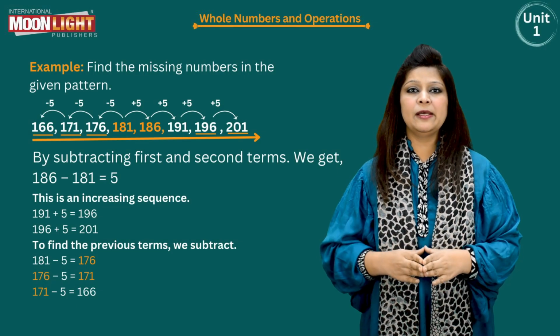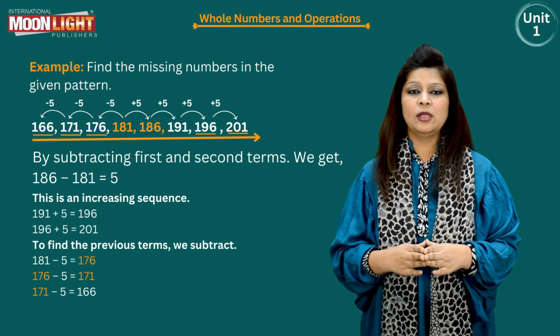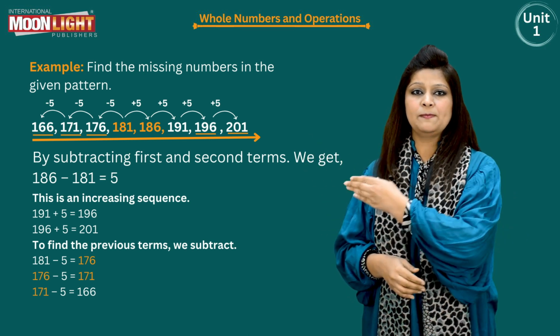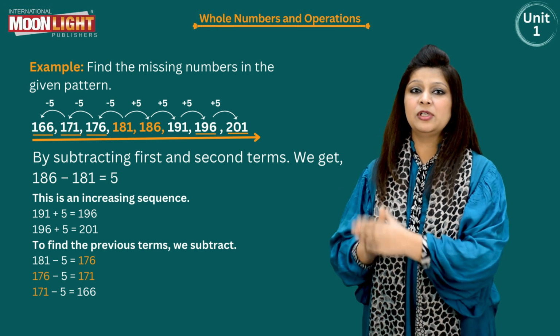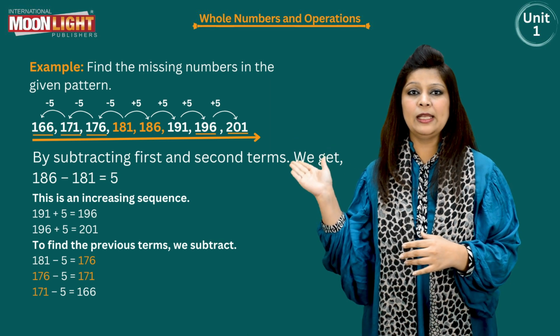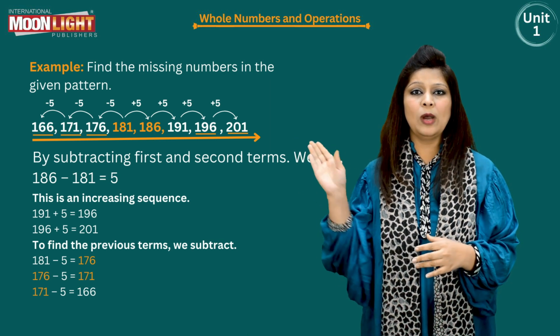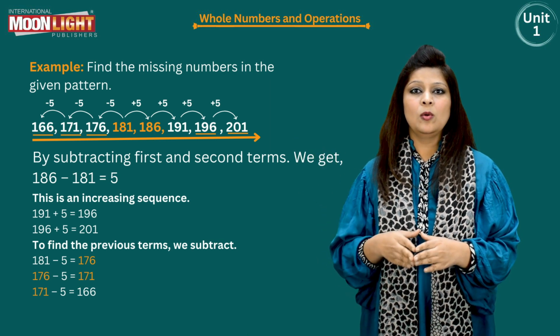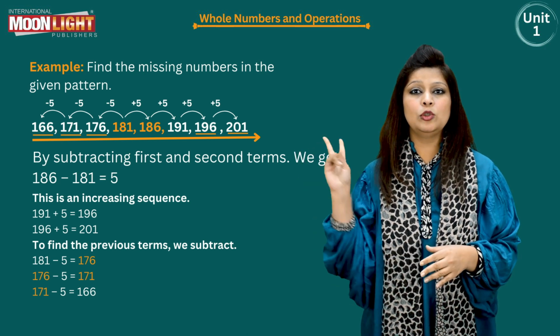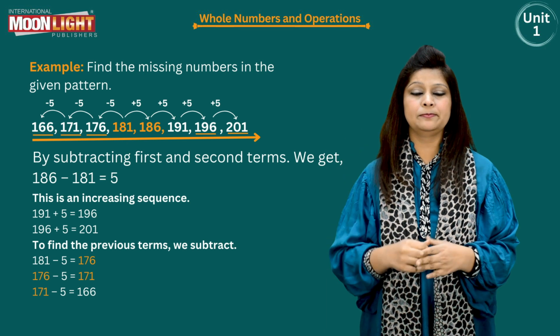Let's find the missing number in the given pattern. The pattern is this one. In this pattern, you can see that the first three terms are missing. Then I have the numbers 181, 186, 191, and then after that you can see that two terms are missing.